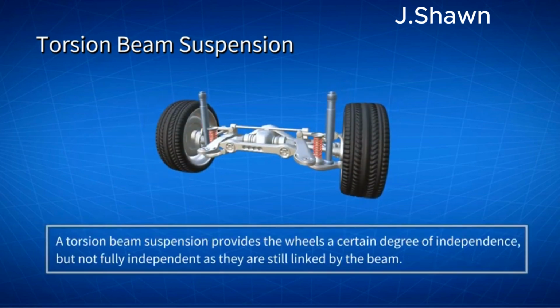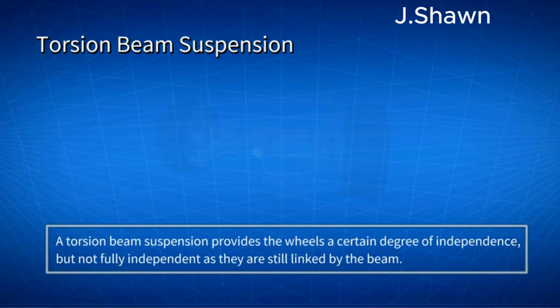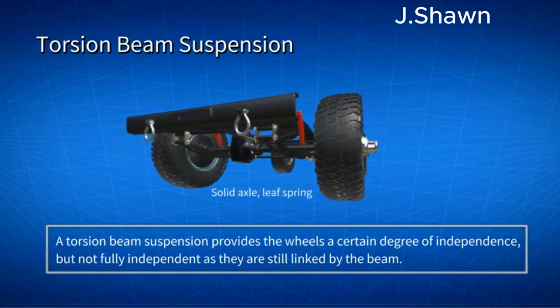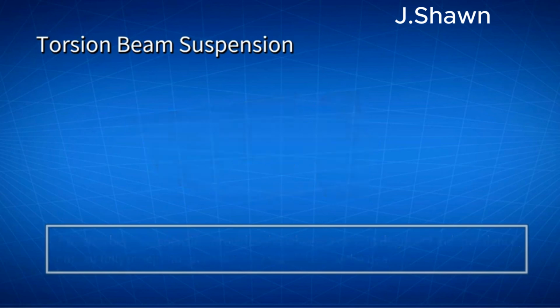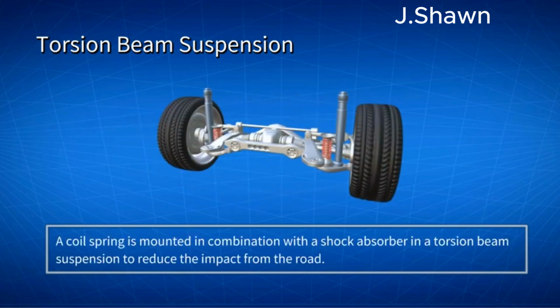A torsion beam suspension provides the wheels a certain degree of independence, but not fully independent, as they are still linked by the beam. It also differentiates from a stiff solid axle suspension. In a torsion beam suspension, the coil spring is mounted in combination with a shock absorber, to reduce the impact from the road.